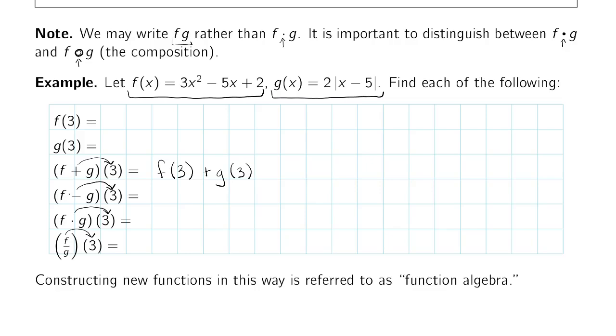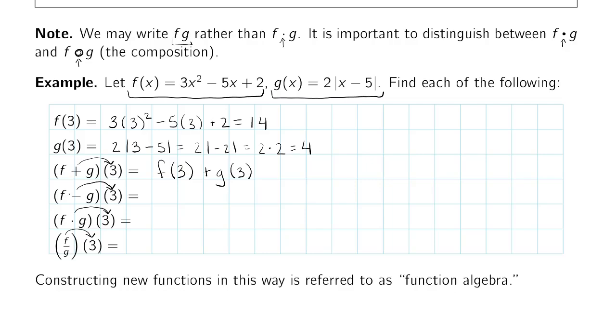So in order to do that, we need to actually find f of 3. That'll be 3 times 3 squared minus 5 times 3 plus 2, which, just throwing that whole thing into a calculator, works out to be 14. To take g of 3, we'll take 2 times the absolute value, 3 minus 5. So that's 2 times the absolute value, negative 2. 2 times 2 is 4. So f of 3 is 14. G of 3 is 4.